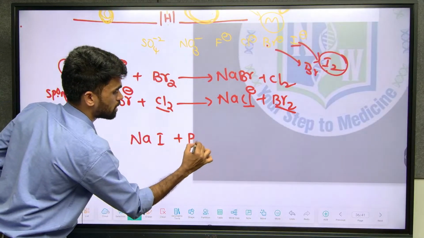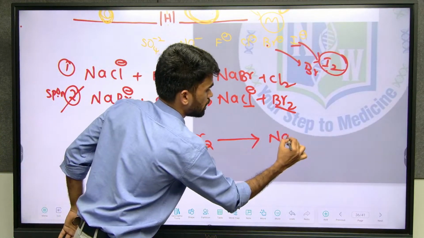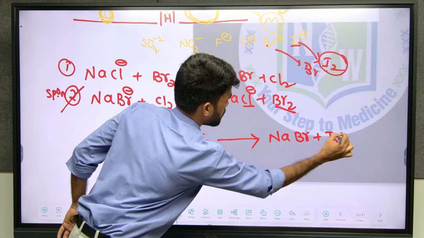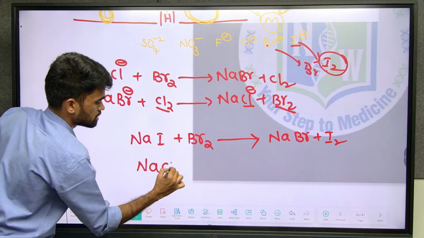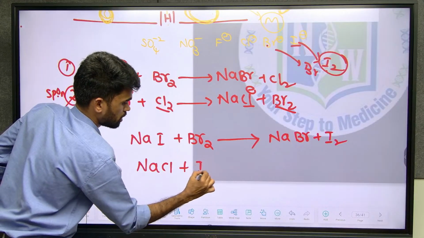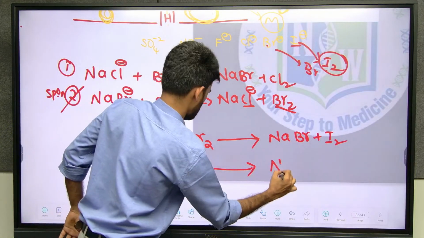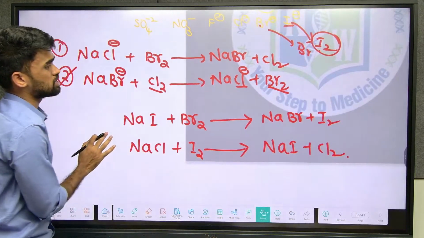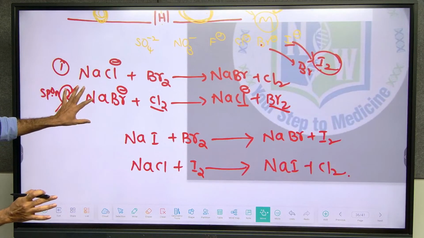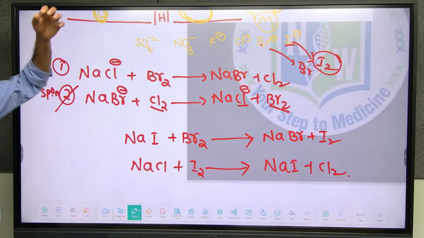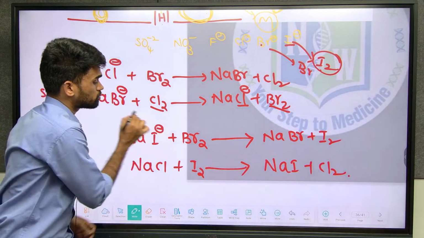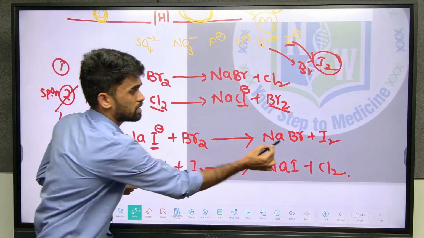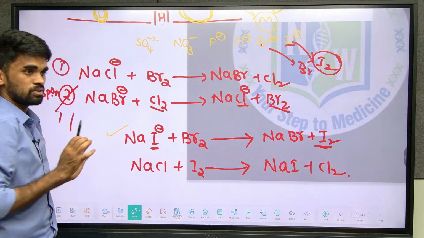NaI plus Br2 gives NaBr plus I2. Next, NaCl plus I2, and NaI plus Cl2. Tell me whether these two reactions are possible or only one is possible or none of them are possible. So what I told you, I minus is there here, so that will come out first. So I minus can convert into I2. So it means this reaction is possible.